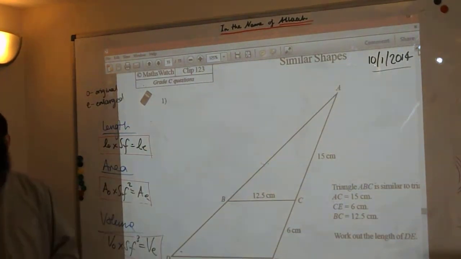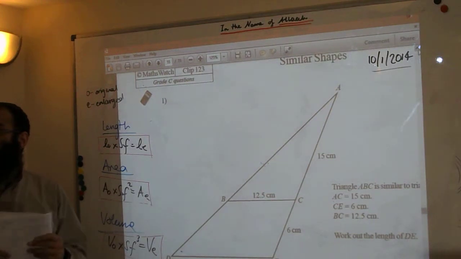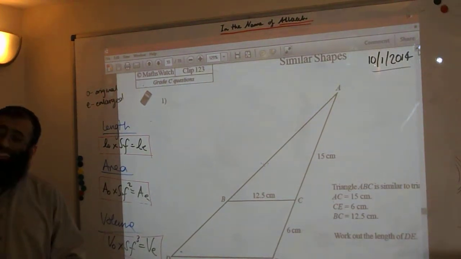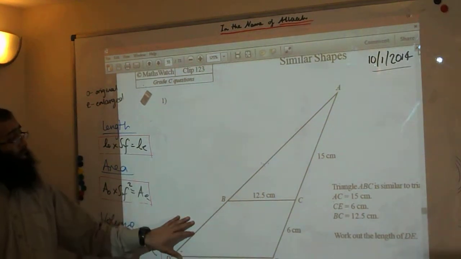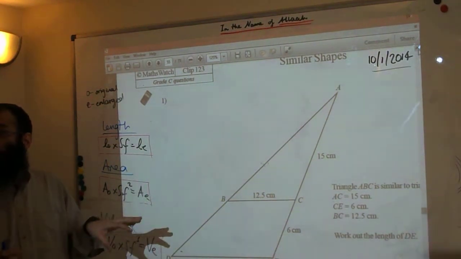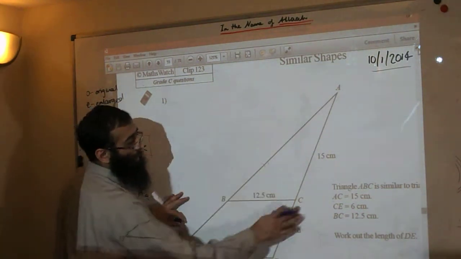What do you realize in this particular question? That the triangles are on top of each other. Before we had two separate shapes, didn't we? On this particular question, the triangles are literally inside each other. That's nothing to worry about. All we need to do then is to draw the shape out separately, so it makes sense to us. So I'm going to draw this first part out here.